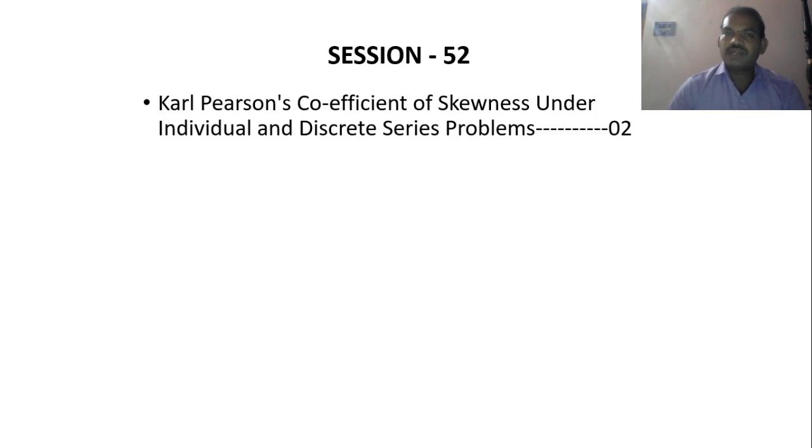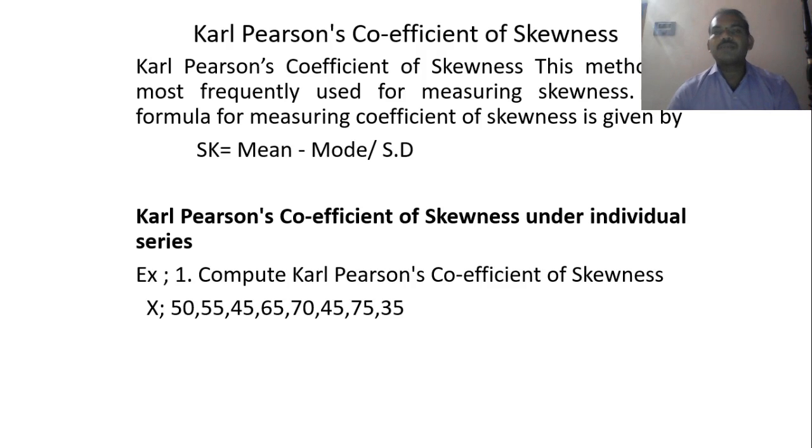Under individual and discrete series problems. Here is Karl Pearson's coefficient of skewness. This method is most frequently used for measuring skewness. In order to measure skewness, Karl Pearson's coefficient of skewness is the most frequently used technique. The formula for measuring the coefficient of skewness is: skewness is equal to mean minus mode divided by standard deviation. Therefore, Karl Pearson's coefficient of skewness under individual series.